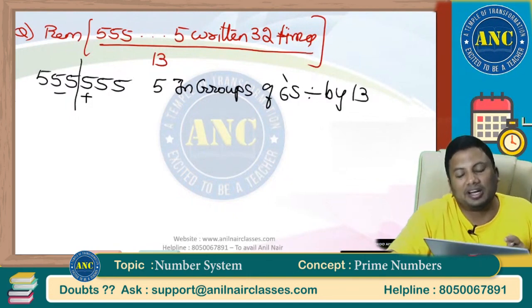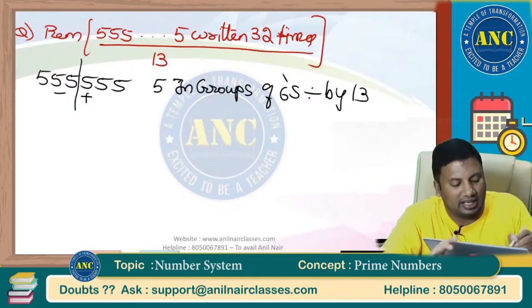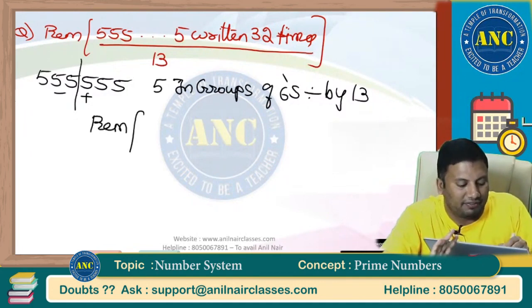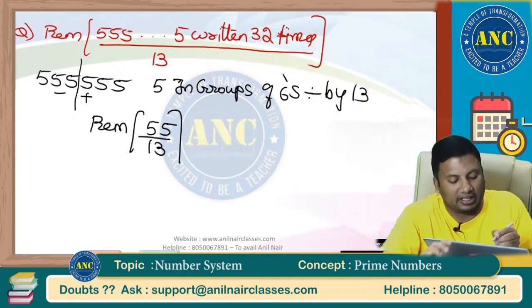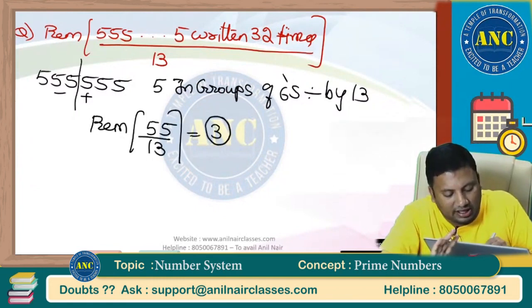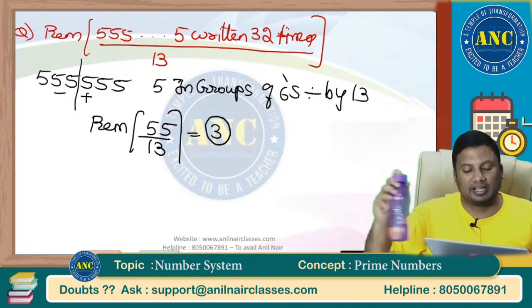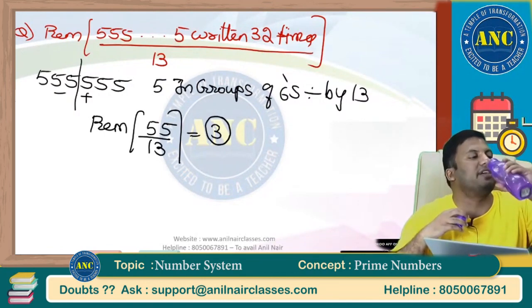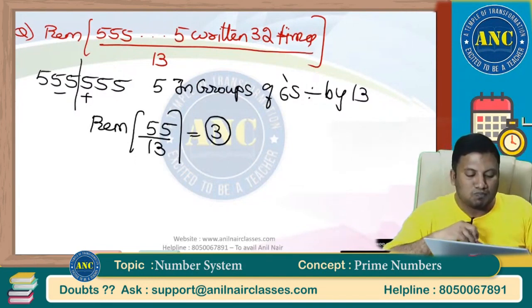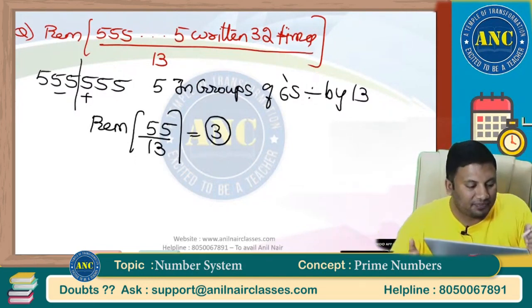Am I right? What is the multiple of 6 that goes up to 32? 6 5s are 30. Remaining it is 55. 55 divided by 13. 13 4s are 52. What is the remainder? 3. 5 written in groups of 6 is divisible by 13, 5 written in groups of 12 is divisible by 13. The remainder is 3.